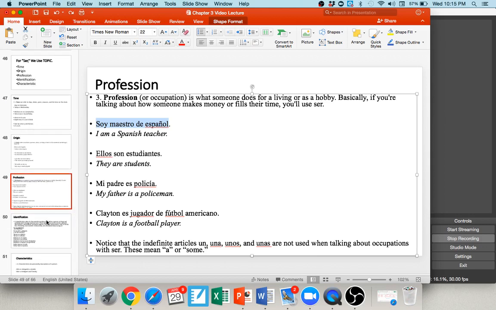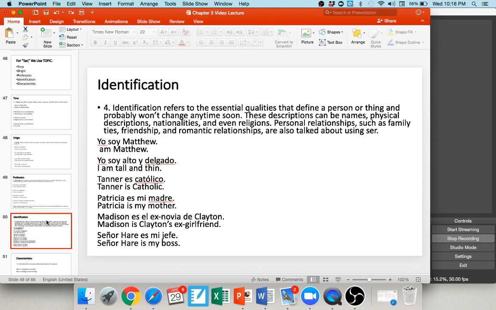Okay, so one more time. Topic, used always with the verb ser. The T stands for time. The O, origin. The P, profession. The I, identification. Let me tell you about that first. The I, identification, if you're identifying someone, yo soy Matthew, that's my name. Yo soy alto y delgado, I'm tall and thin, that's identifying myself.